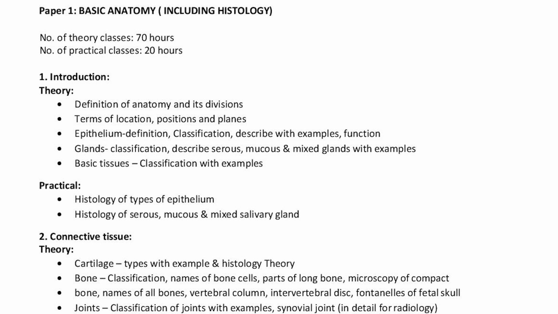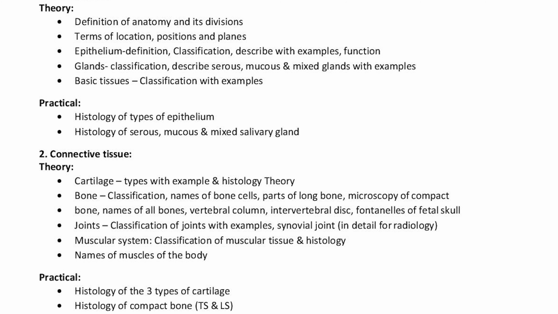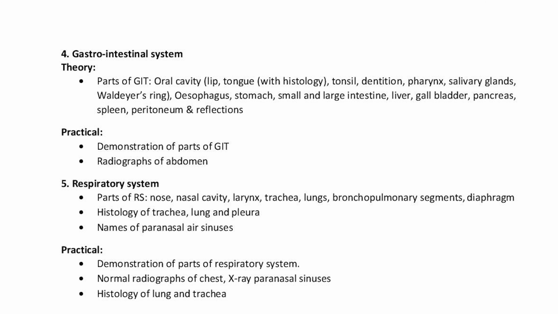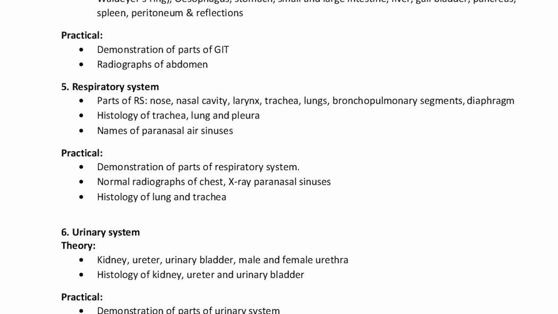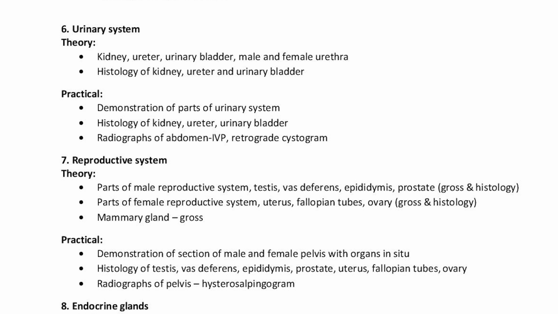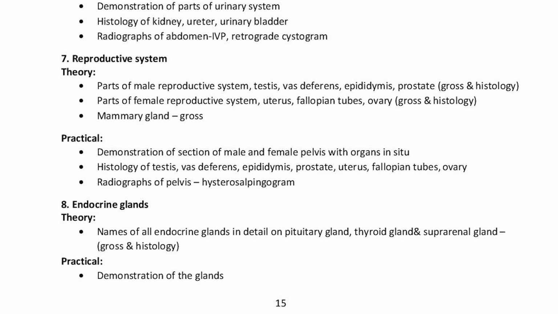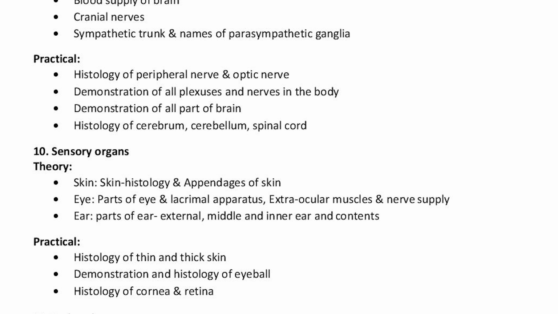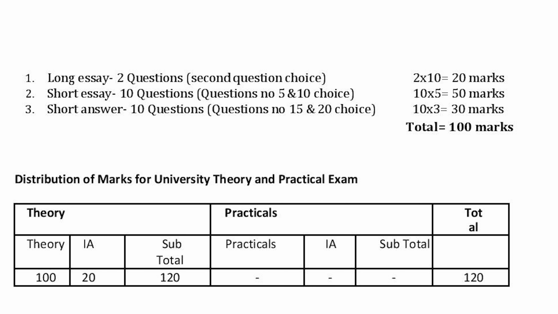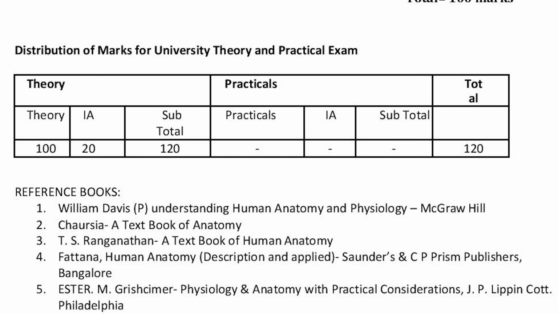We are looking at the topic of basic anatomy. Along with this is histology. There are 11 topics in basic anatomy. 1. Introduction. 2. Connective tissue. 3. Cardiovascular system. 4. Gastrointestinal system. 5. Respiratory system. 6. Urinary system. 7. Reproductive system. 8. Endocrine glands. 9. Nervous system. 10. Sensory organs. 11. Embryology. Anatomy's question paper is for 100 marks.